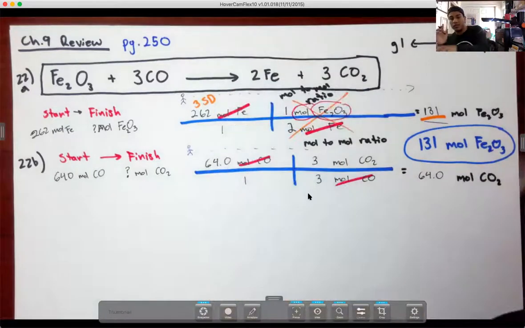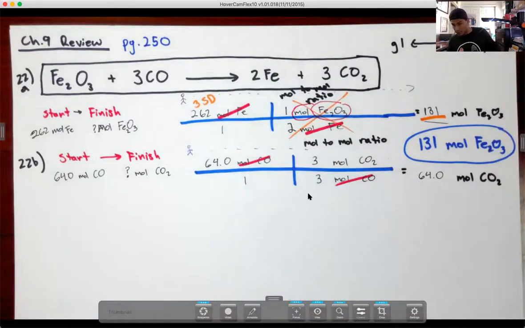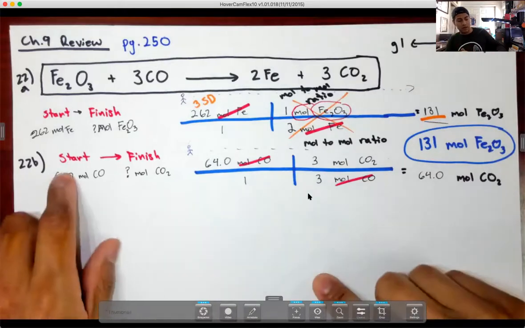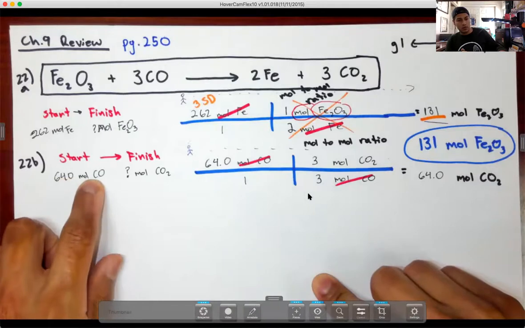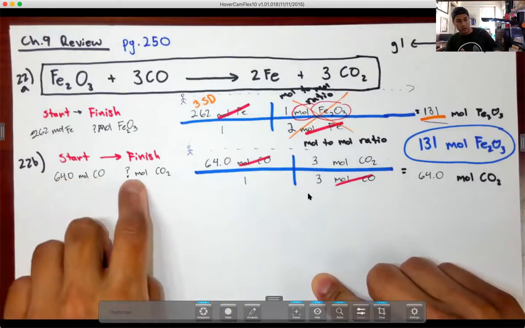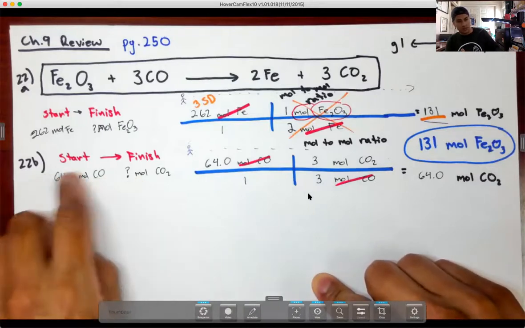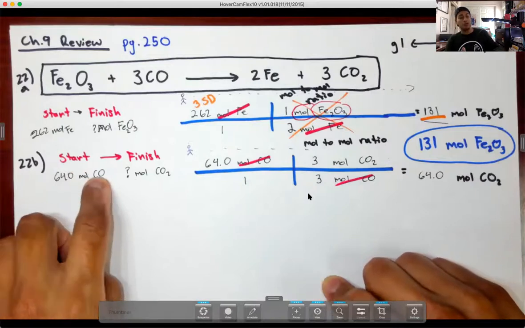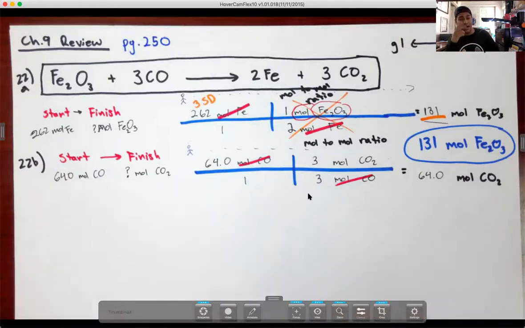Now let's think about this. Does this make sense before we check for significant digits? Does it make sense that if you start with 64 moles of carbon monoxide, you're going to finish with 64 moles of carbon dioxide?